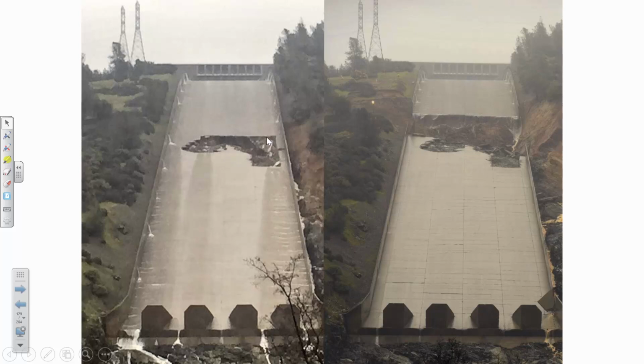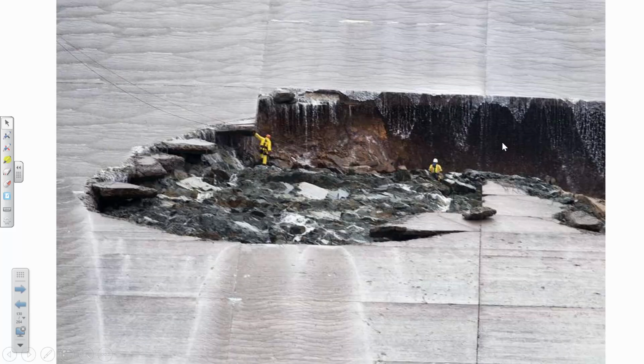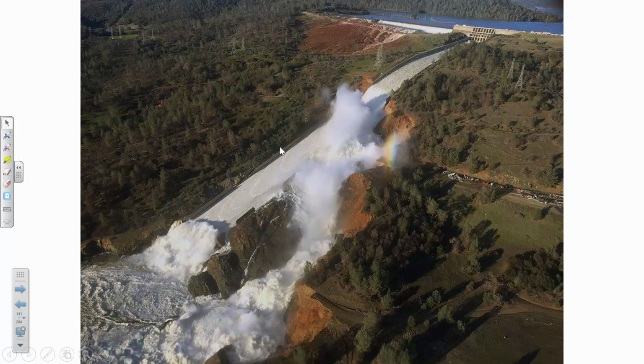You can see that what began as a relatively minor small hole got bigger and bigger, but they couldn't stop. They had to keep sending the water down that spillway because there was just no place else for the water to go. So they kept eroding this hillside, and they sent people down in there to inspect, and that gives you an idea of how big the hole was. Those are people, and so that was an enormous hole, and it just totally destroyed this entire hillside.